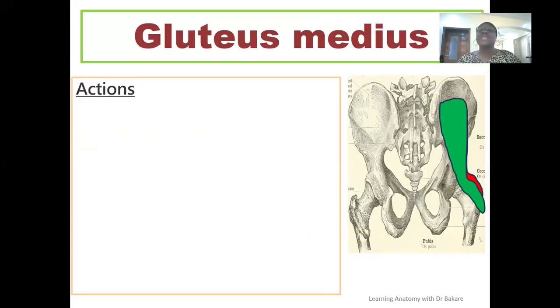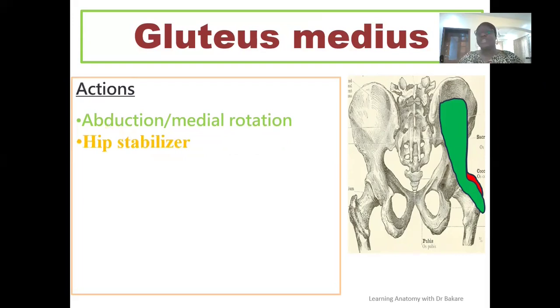So now let's go to the actions of this muscle. This muscle helps in the abduction of the thigh and also medial rotation. It is also seen to help stabilize the hip joint. If you look at the pattern by which the fibers of the gluteus medius run from where they originate to their insertion point, you see that they cross over the hip joint. And due to this, they help to stabilize the head of the femur within the acetabulum, because this is what you have deep to this muscle.